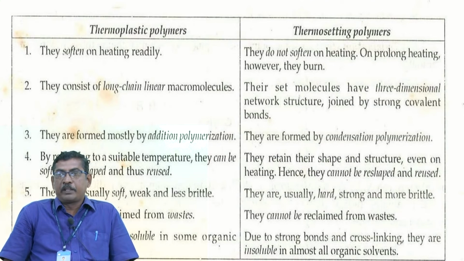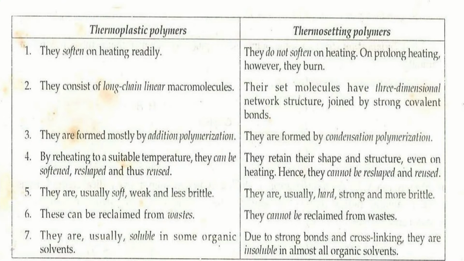So, the difference between thermoplastic and thermosetting: thermoplastics soften readily on heating. When we apply heat, the polymers are very soft, and back at normal temperature, they are very hard. But thermosetting polymers do not soften on heating, and with prolonged heating they can be burned or broken. Thermoplastics are long-chain linear macromolecules, but a thermosetting polymer has a three-dimensional network structure, and all the structures are combined with covalent bonds.